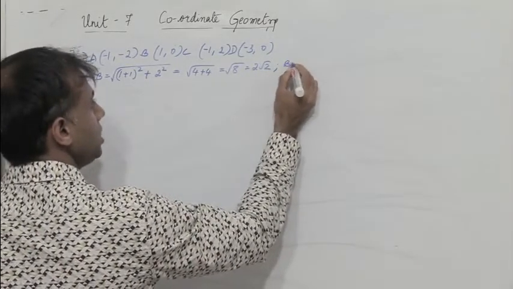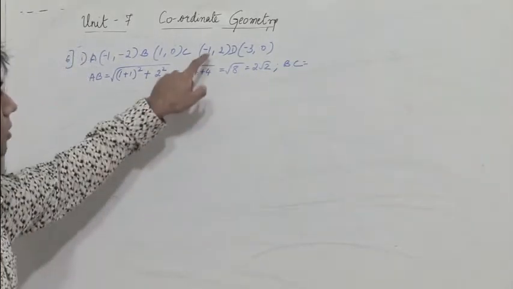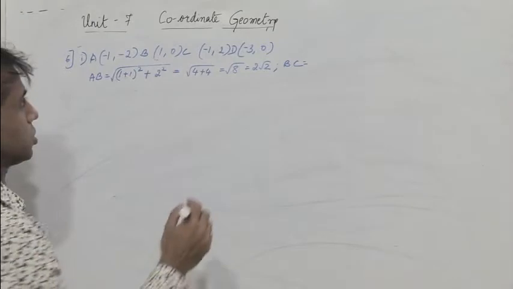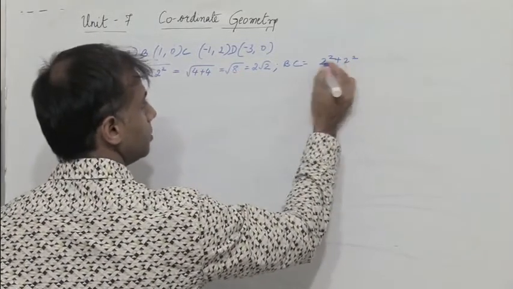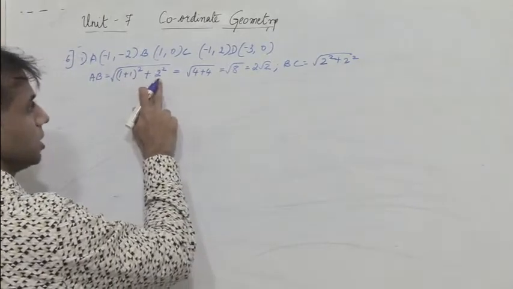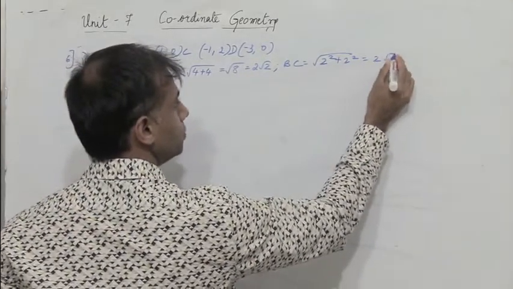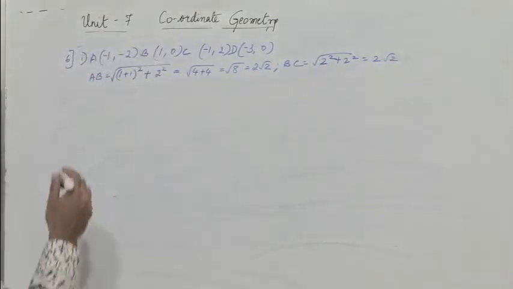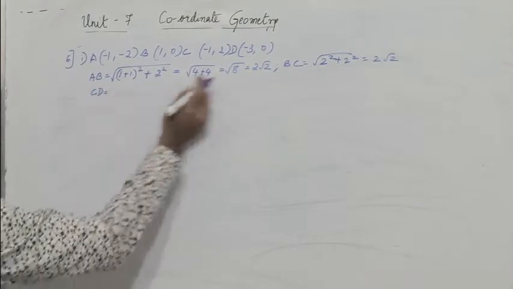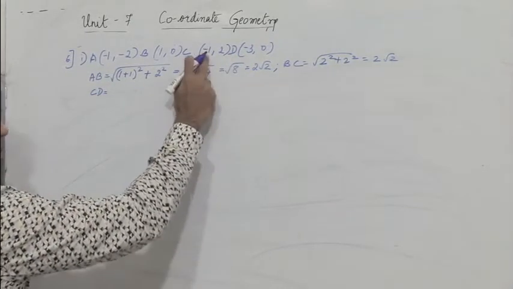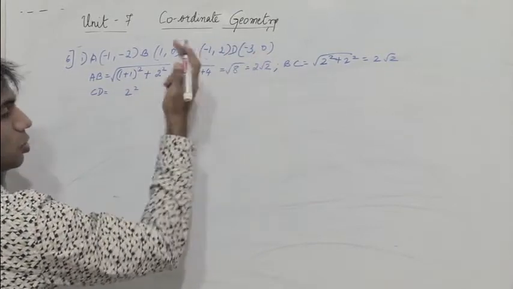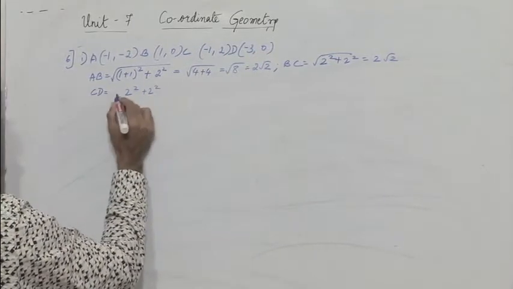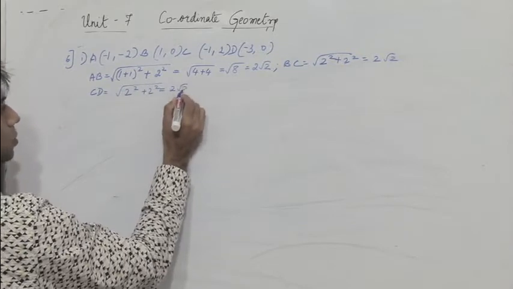Next, what is BC? So I have minus 1, which is 2 squared. 2 minus 0 is also 2 squared. So again we have 2 squared plus 2 squared, which is 2 root 2. Next, CD. Minus 3 minus of minus 1 is plus 1. So I get 2 squared. 0 minus 2 is again 2 squared. So this is 2 root 2.